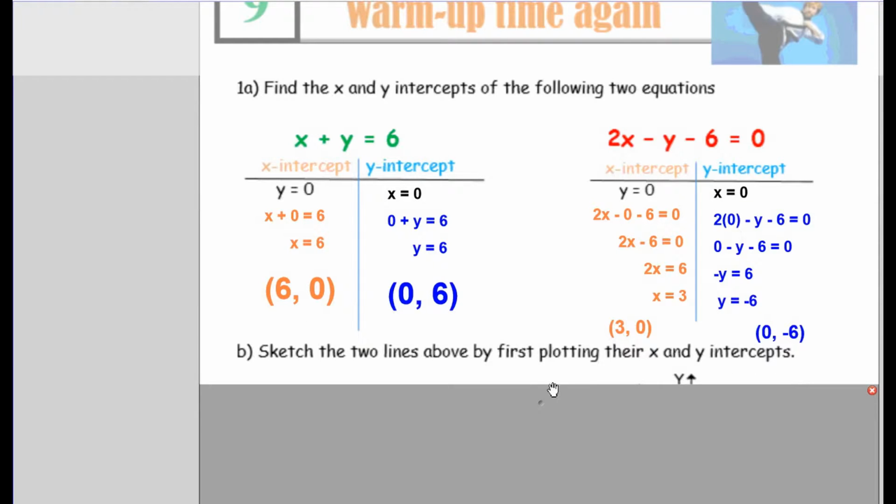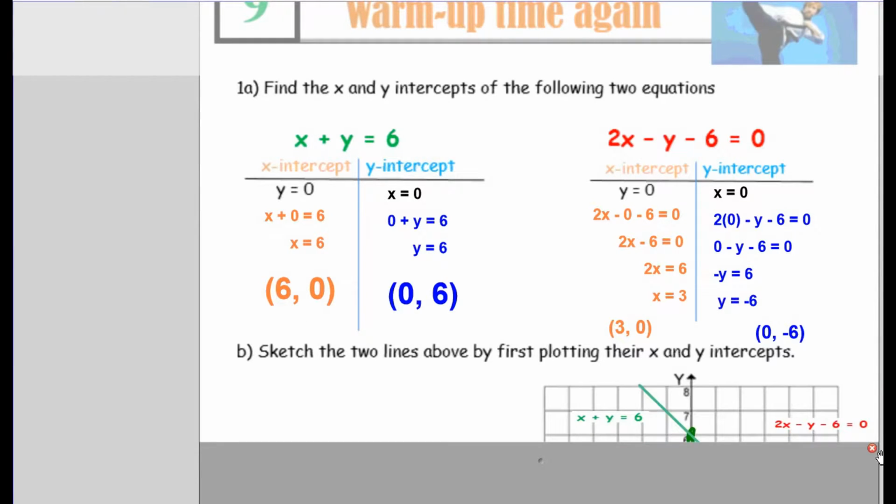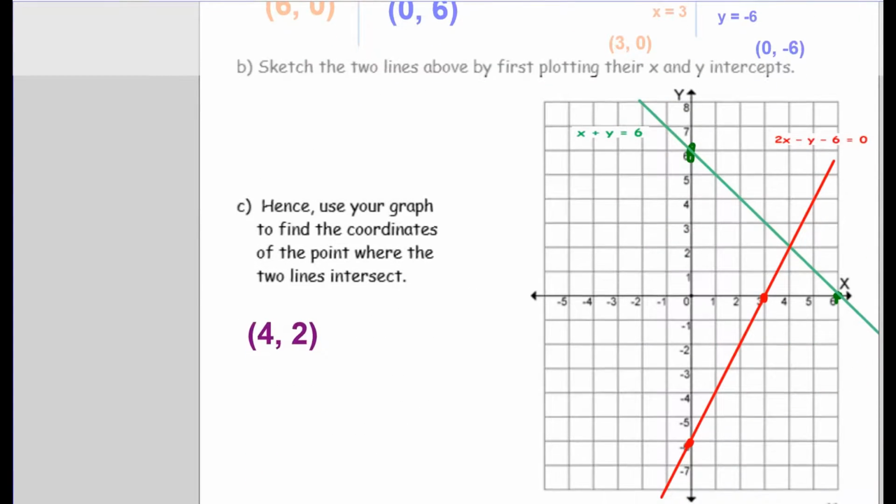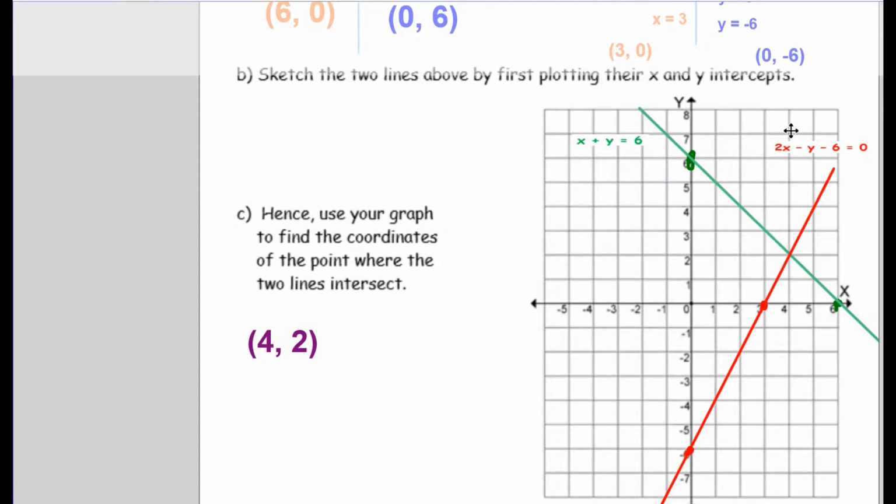Notice that I did that. So let's scroll down so you can see the graph. For the first line, which I did in green, I plotted the x-intercept. Notice I plotted a point here, 6, 0. I plotted the y-intercept, 0, 6. And then I drew a nice line through both of those. So I ruled a line through them. It's also a good idea to label your line. So this was the equation for that line, which as you can see I got from up here. That's where it came from.